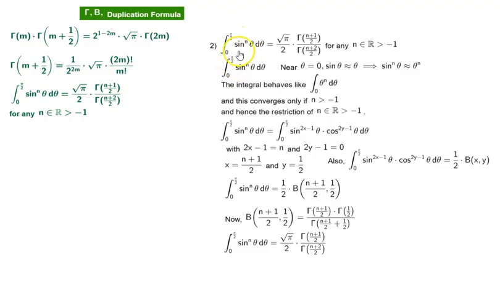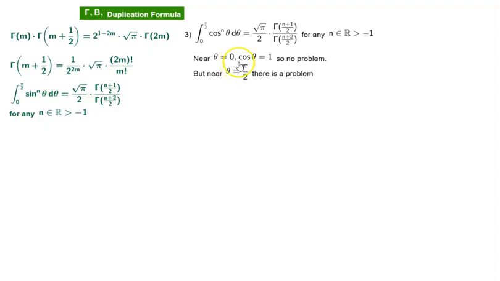Integral of 0 to pi by 2 of cos n theta d theta. Again, the condition is n is greater than minus 1. Near theta is equal to 0, cos theta is equal to 1, so no problem. But near theta is equal to pi by 2, there is a problem. Let's look at what the problem is.